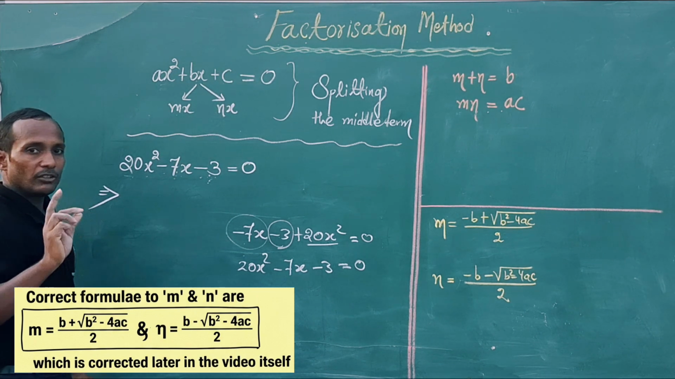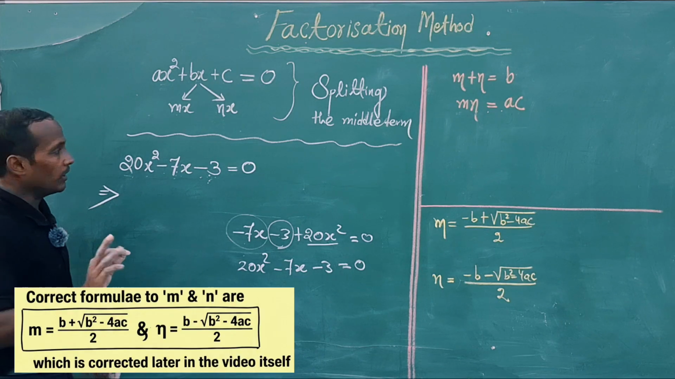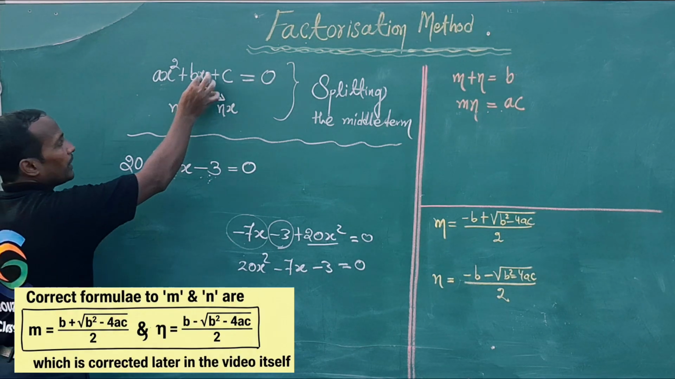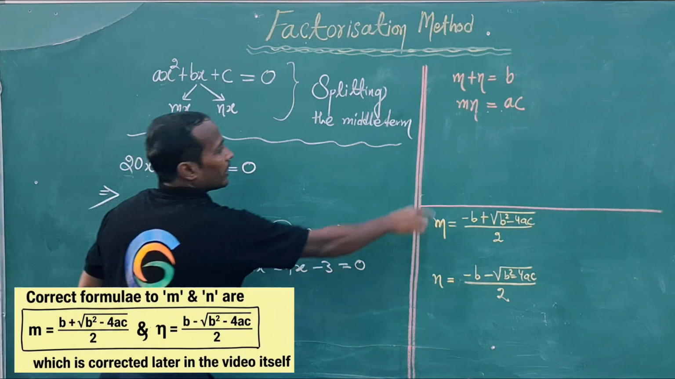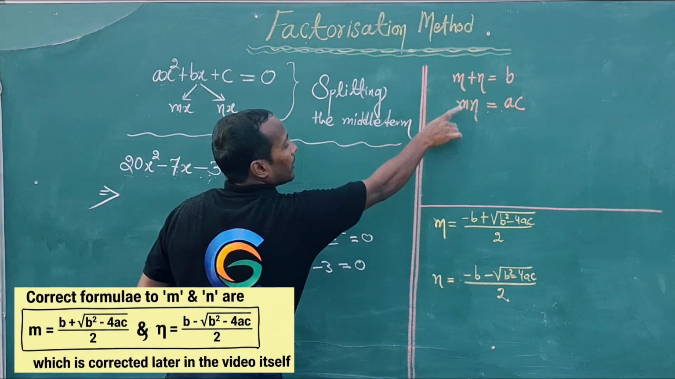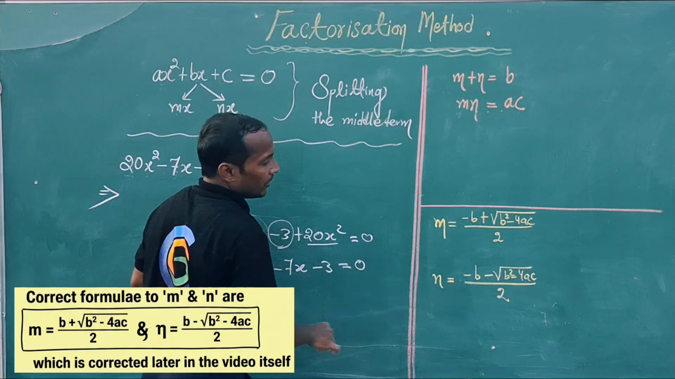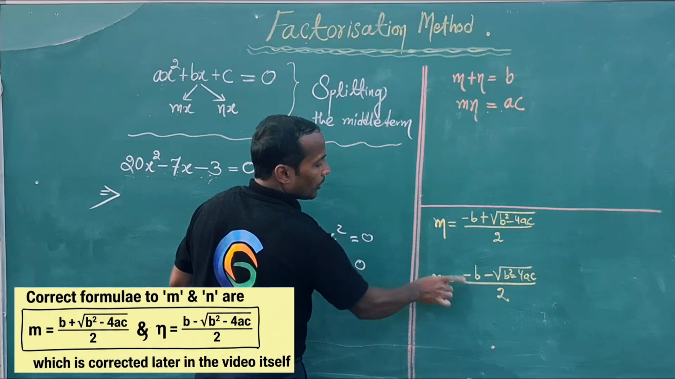Watching the standard form, that is the first step. The next step is to split bx into two parts, mx and nx. How shall we get that? Either by taking these two conditions into consideration or by using these two formulas.